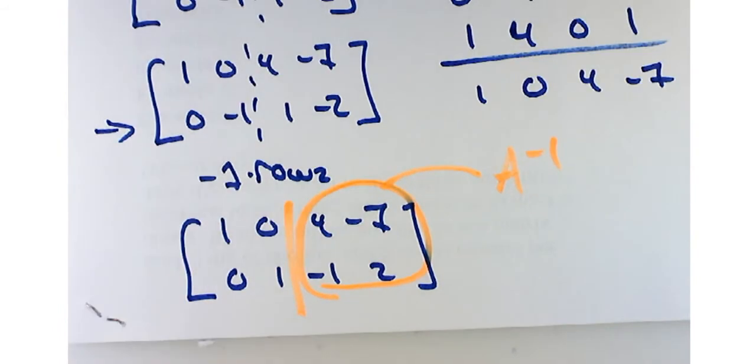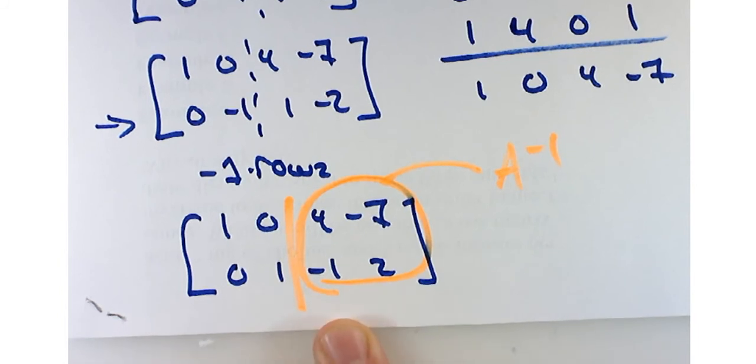So all those tricks that we did, putting things into row echelon form or reduced row echelon form, that's where you would use them right there, putting this in the right form so you can get A inverse.